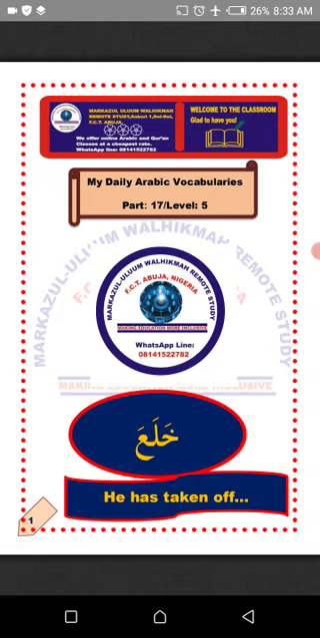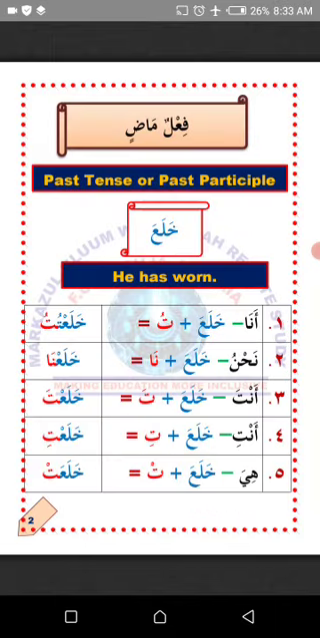Happy listening. We are going to learn from this lesson how to change the Arabic verb khala'a to suit certain pronouns in Arabic. Fi'ilun madin, past tense. This is a form of verb in Arabic that one can use to talk about an action that took place in the past. The question is, how do we change the verb khala'a to suit the pronouns below?